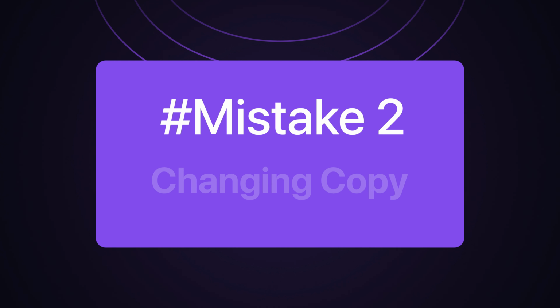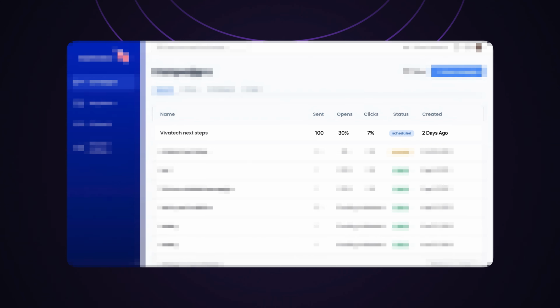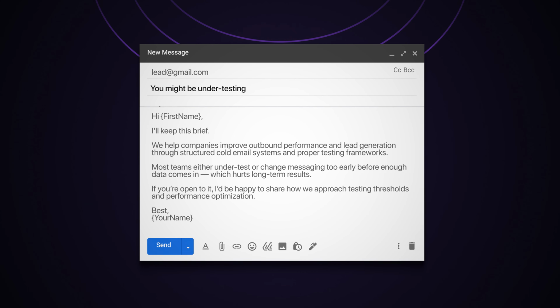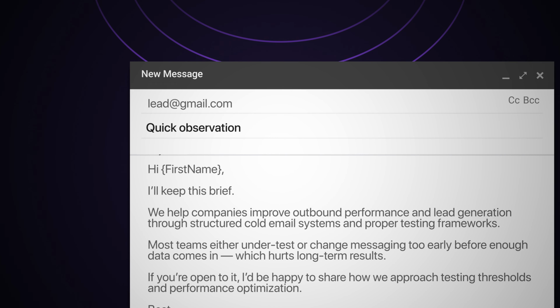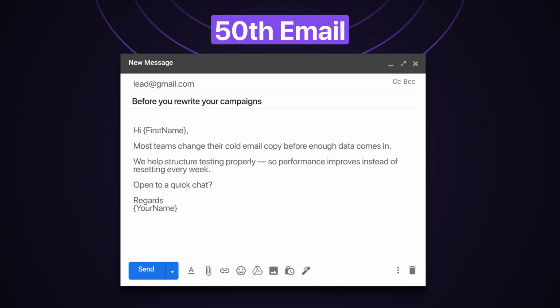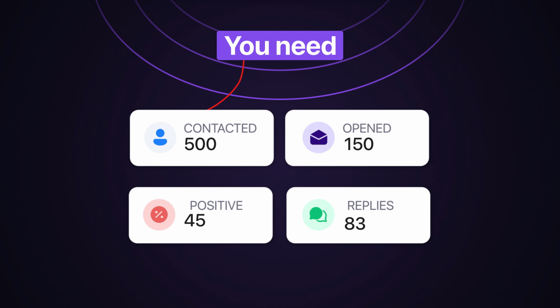The second mistake I see a lot is people immediately changing the copy because things don't work right off the bat. So let's say you launched 2 days ago and your open rates are sitting at around 30%. Your first instinct is going to be to rewrite the subject line, but don't do that because you haven't given the campaign nearly enough volume to actually be able to analyze and understand, are these subject lines a problem? If you change your copy after 50 emails, you haven't tested anything. You need volume and time to actually make a real test.